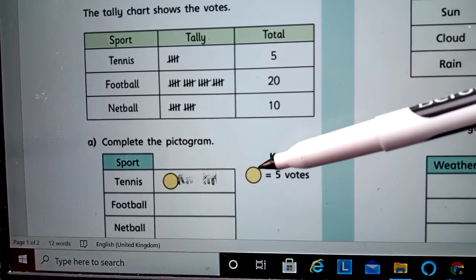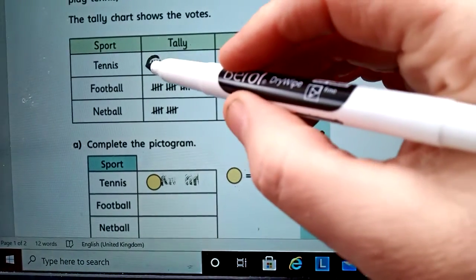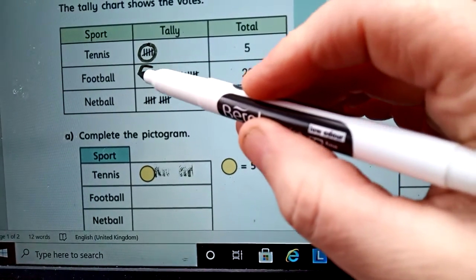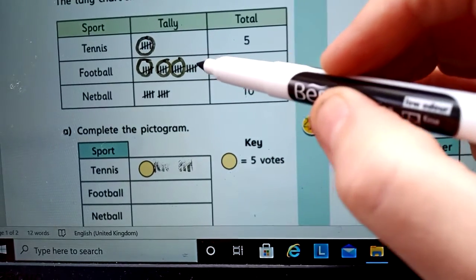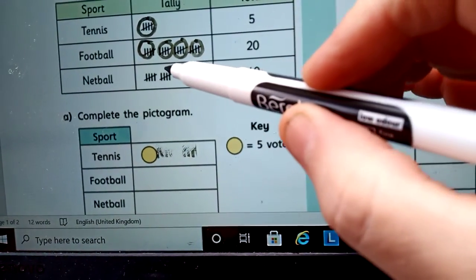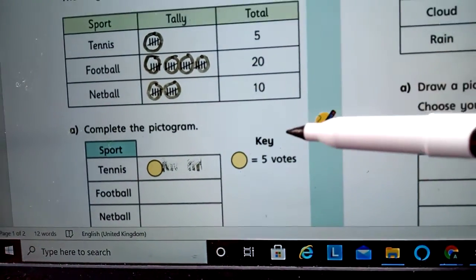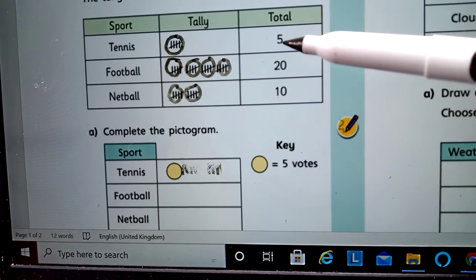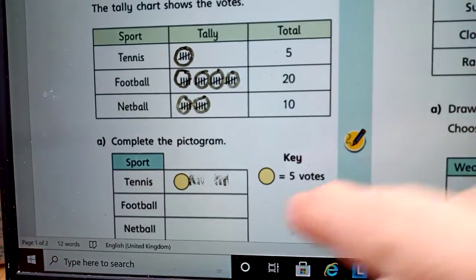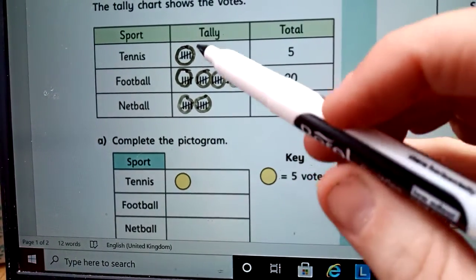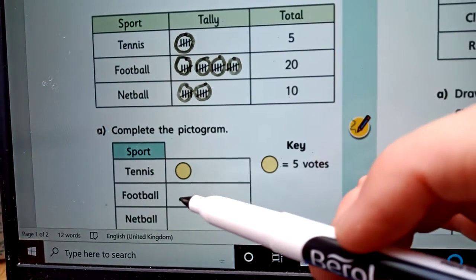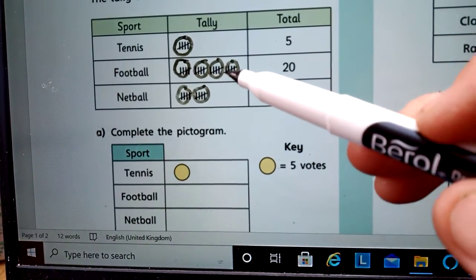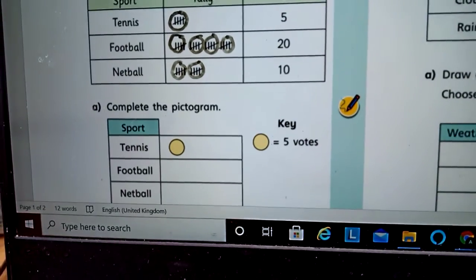Now this time, a yellow circle equals 5 votes. So I can see that there's a whole load there, a whole load there, a whole load there, and a whole load there. Oh, and I can see a whole load there and a whole load there. So we're now putting them into yellow bundles of fives. I can see that 5 people like tennis, so that means there's got to be just one yellow bundle, because inside there are 5 people's votes. How many people are going to be playing football? How many yellow circles are you going to have there? Well, there'd be 1, 2, 3, 4 yellow circles in there. Okay, so you finish off that one.